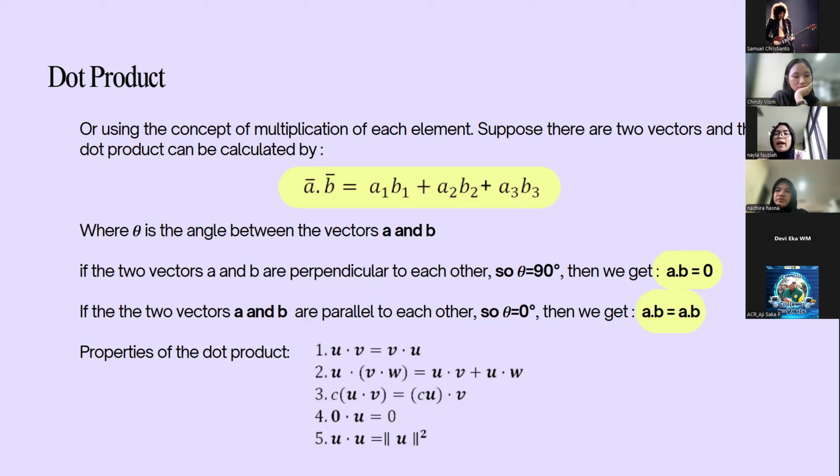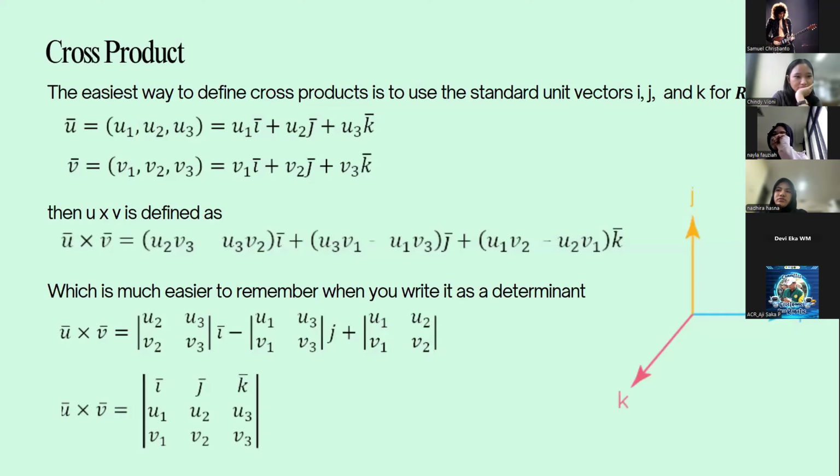If the two vectors A and B are parallel to each other, so theta is 0 degrees, then we get vector A dot vector B equivalent to the product of the magnitudes of vector A and vector B. So this also has the properties of the product. Next, the next one is the cross product.